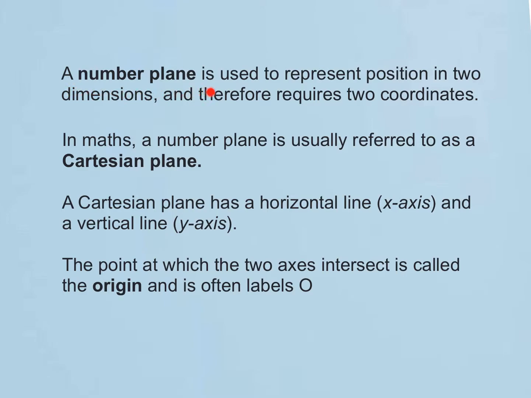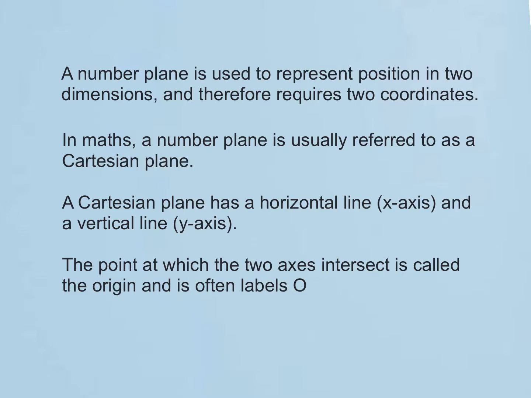A number plane is used to represent position in 2 dimensions and therefore requires 2 coordinates. Basically, it's a Cartesian plane, if you remember what a Cartesian plane is. A Cartesian plane has a horizontal line, which is your x-axis, and also a vertical line, which is your y-axis. Where the 2 intersect, that point is called the origin. I'll show you the graph in 2 slides' time, so don't get too worried about that at the moment.